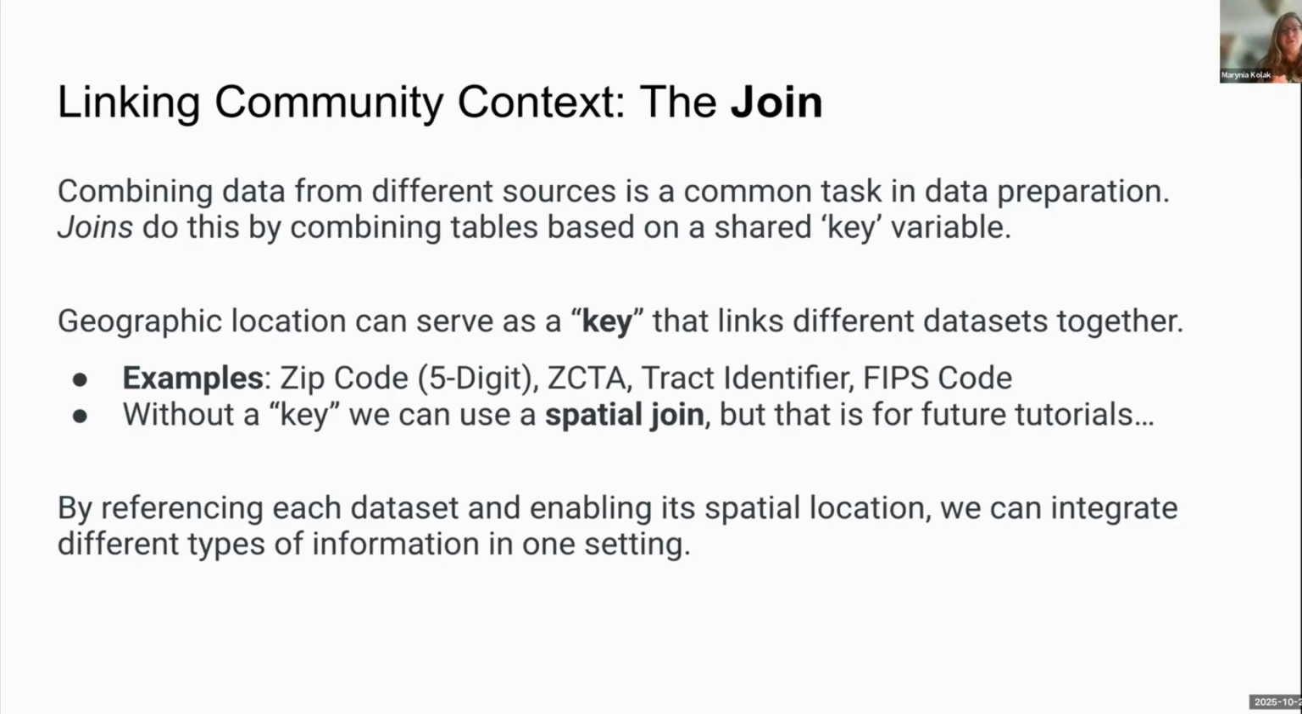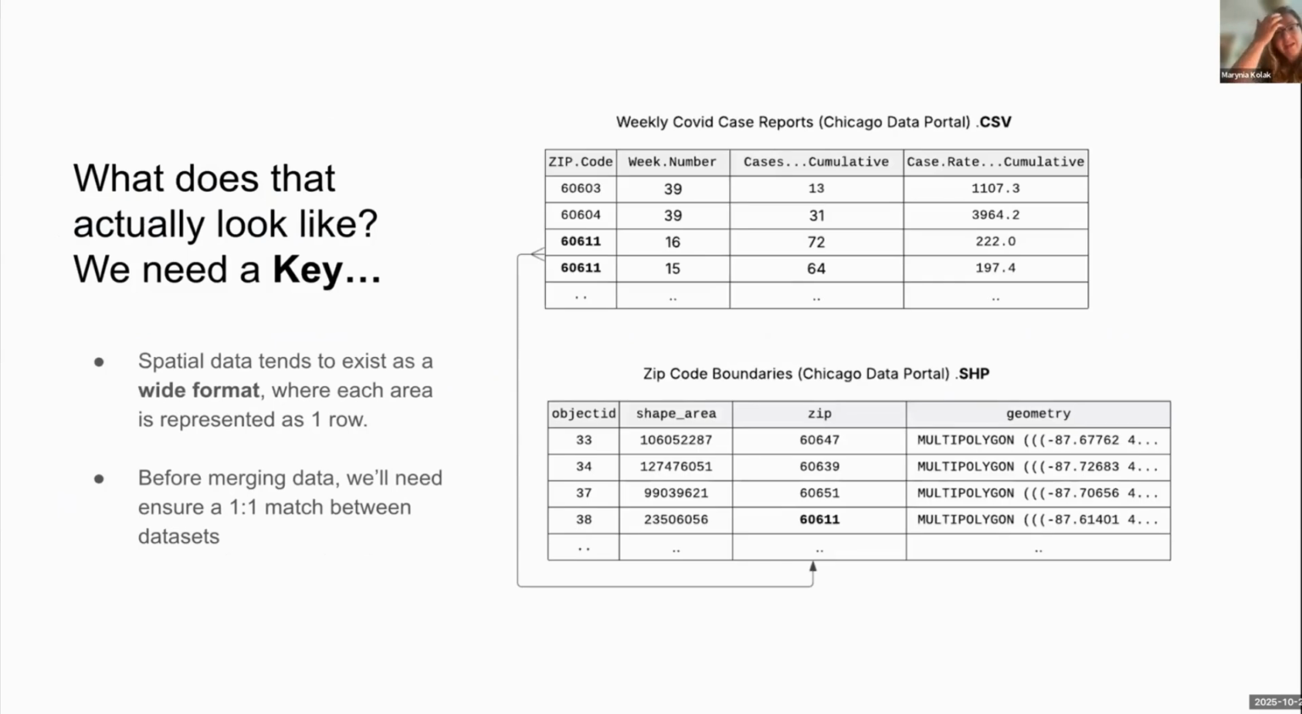That's called a spatial join, but we're not going to cover that today because it's a little bit more advanced. But that'll be in a future workshop. So by referencing each data set and enabling its spatial location, we can integrate different types of information in one setting. And so what does that actually look like?